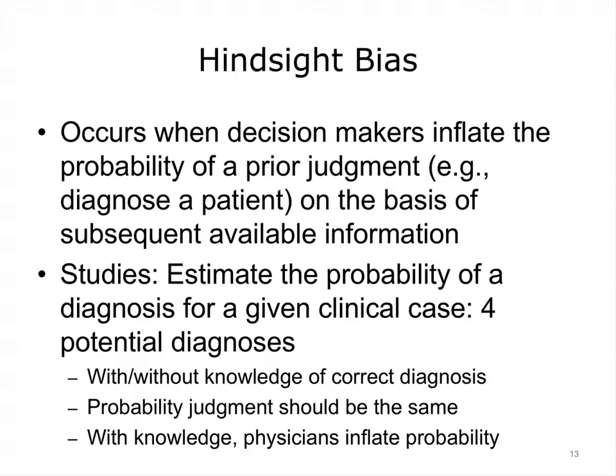One such study provided clinicians with a set of cases on paper and asked them to rate the probability of a given diagnosis. When they were told the actual diagnosis in advance of the case, their probability judgments were significantly higher. The important point is that the probabilities should always be the same given the set of facts such as patient symptoms and laboratory findings. The inflated probabilities are a product of hindsight bias.